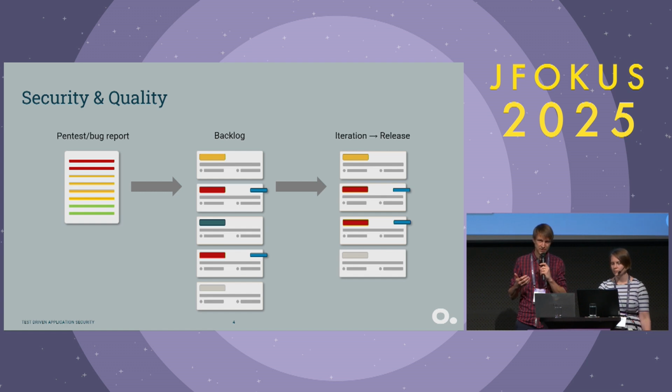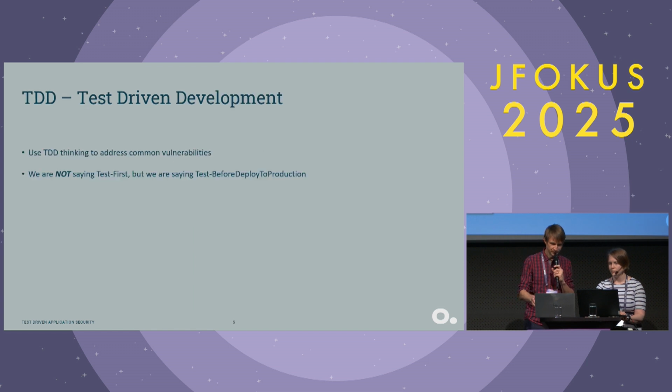But how can we as developers assert high quality in the applications we build? Our industry has well-established patterns with practices for quality assurance. One of those is test-driven development, and we will demonstrate how to use TDD thinking in application security today to help us find security bugs during development rather than after it has been deployed to production. And note that we are not saying test first, but we are saying test before deploy to production.